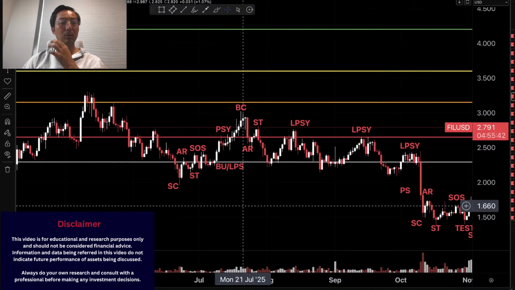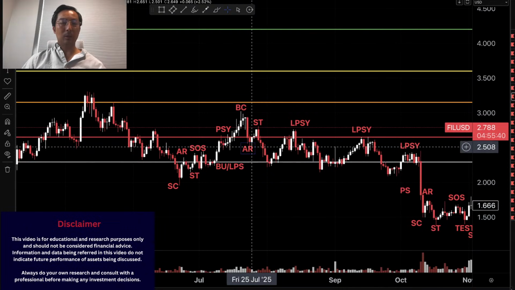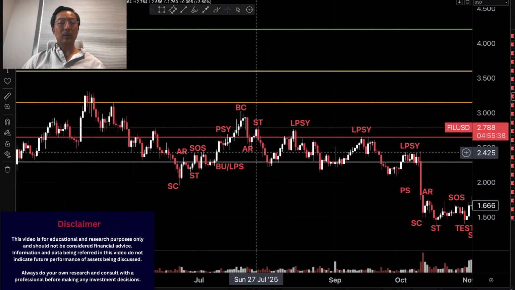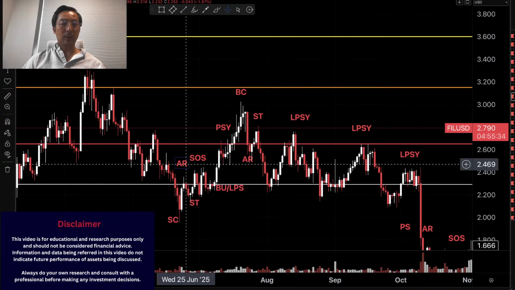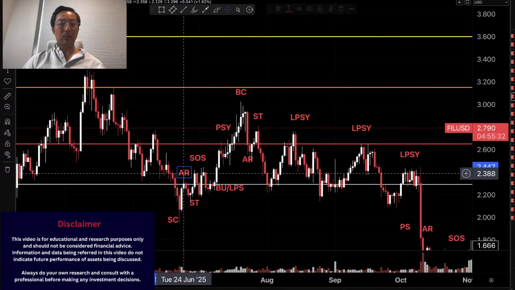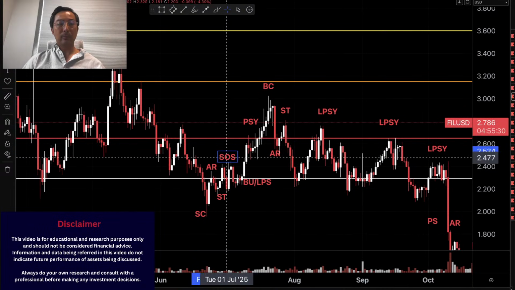So two different terminologies for ARs. When it comes down from the buying climax, that's the automatic reaction. When it goes up from the selling climax, that's the automatic rally. Okay?